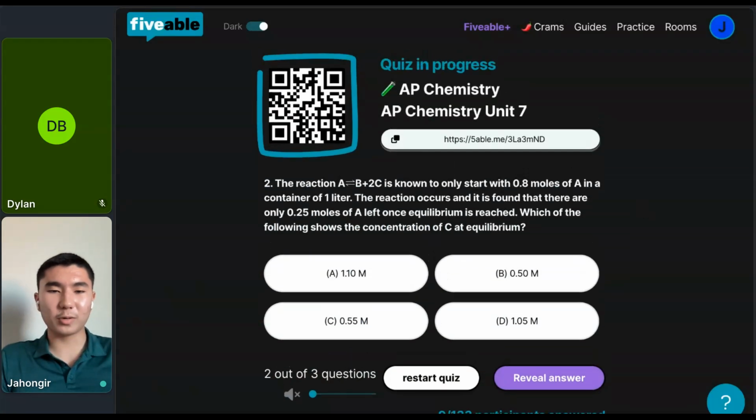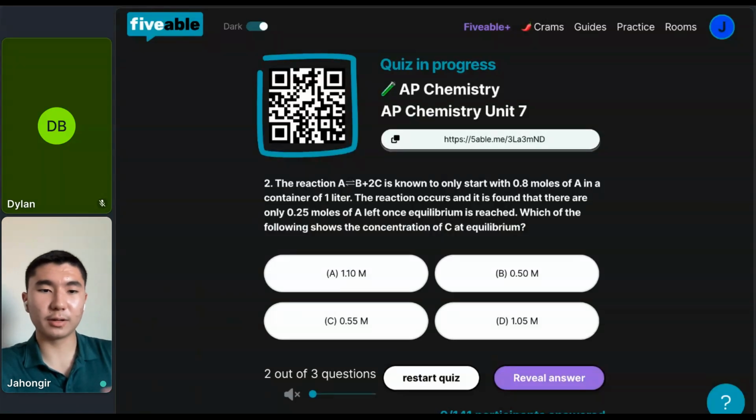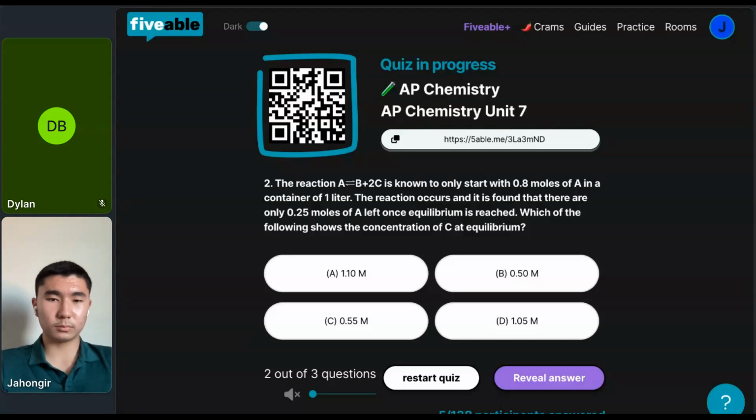This is a little bit of a longer question. I think you're going to have to solve it with the calculator, but we have the reaction A in equilibrium with B plus 2C. We start with 0.8 moles of A in a concentration of 1 liter. The reaction occurs, and it is found that there are only 0.2 moles of A left once equilibrium is reached. Which of the following shows the concentration of C at equilibrium? Exactly, it is ICE table time.